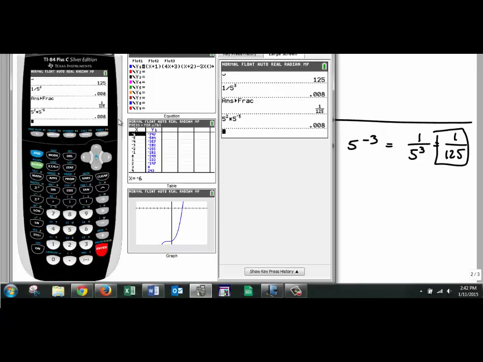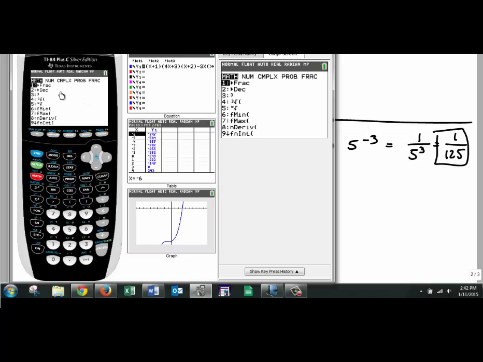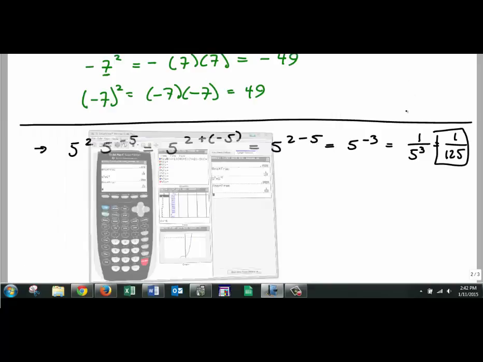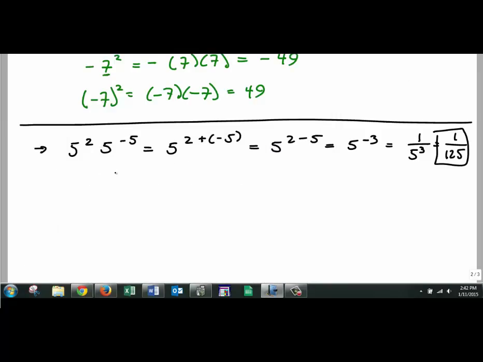Enter. And you see I get that 0.008, the same I did here, but again you can change it to a fraction by hitting math and then choosing 1 for fraction and hitting enter to execute the command, and you get 1 over 125. So this is a really good way to check your work. It's not a good way to do your work, meaning you don't want to just do calculator work. You actually want to write down the problems and show your work like we did in this example.